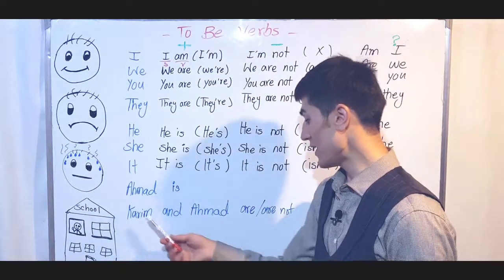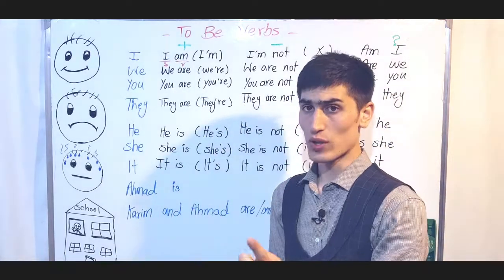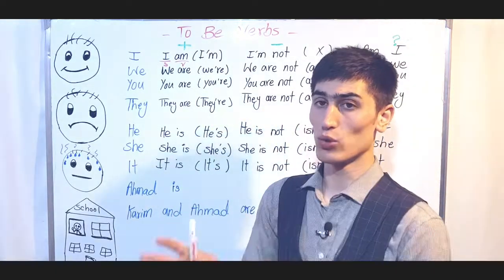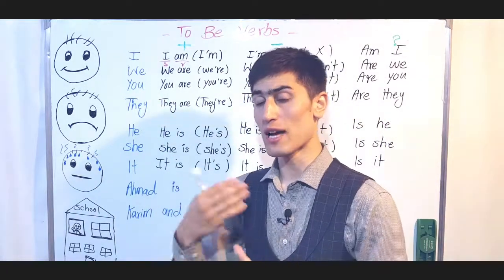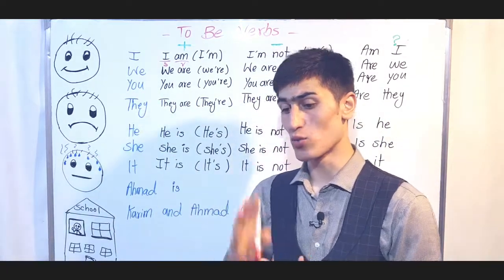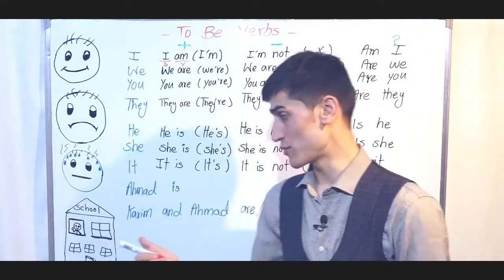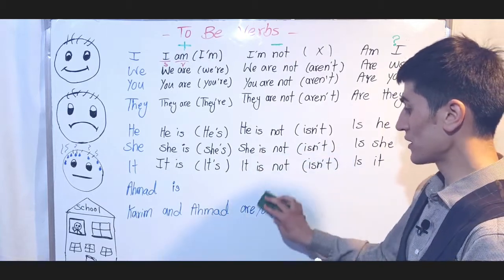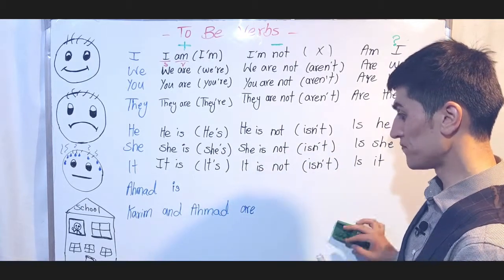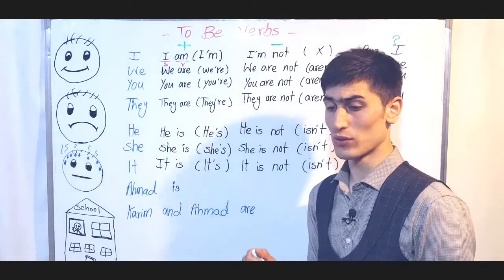So if Ahmad and Karim, or Karim and Ahmad, two people, more than one person, I mean if the subject is plural, if it is not a pronoun, if it's a noun and the noun is plural, doesn't matter if it is one plural noun, or two or three nouns at the same time, we use are with it. We don't need are not here now, because I'm not talking about the negative form. Ahmad and Karim are. We use are with plural subjects.